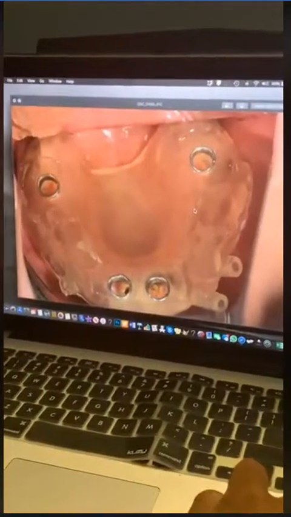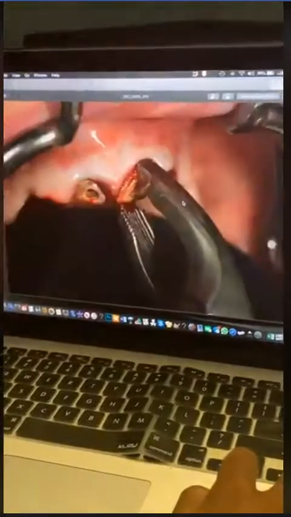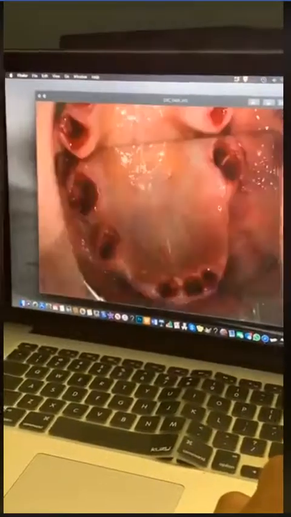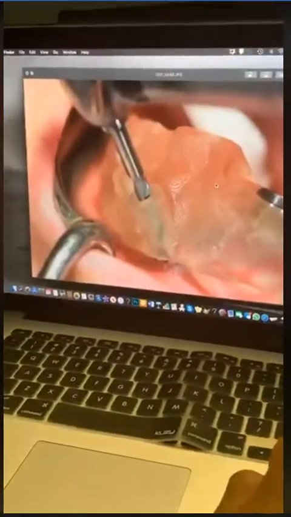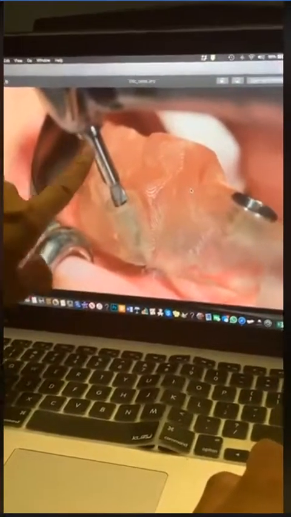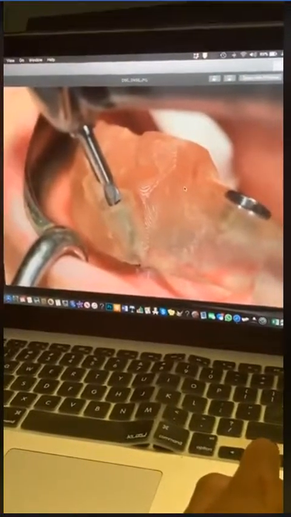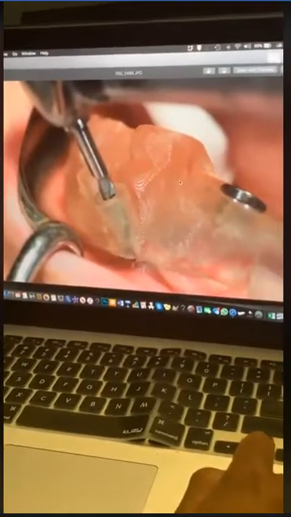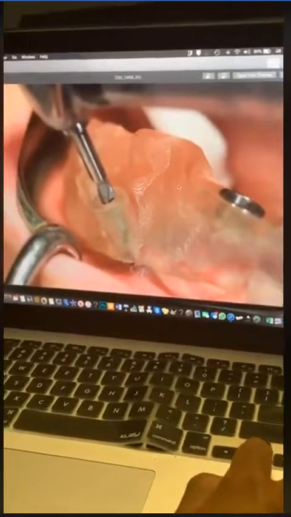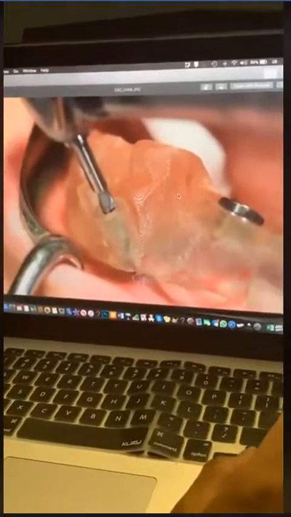Here's the guide in the patient's mouth. It sits there nice and intimately, but now I have to go ahead and fix it. So we extract the teeth, and here's our fixation pin with a 2.2 millimeter Straumann burr. I make the osteotomy. There is no reflection. There is no tissue movement. There is no swelling after this. This is the key into the guided surgery.